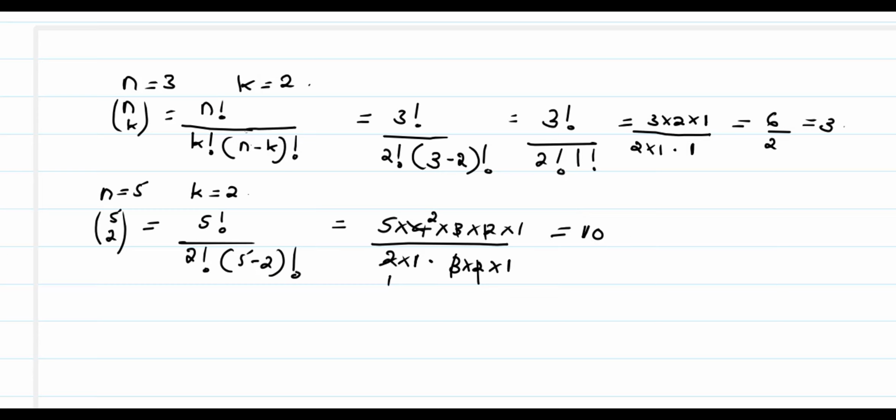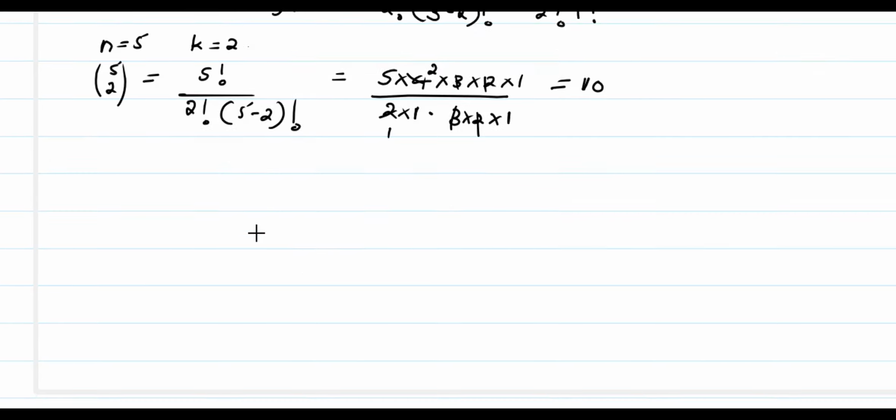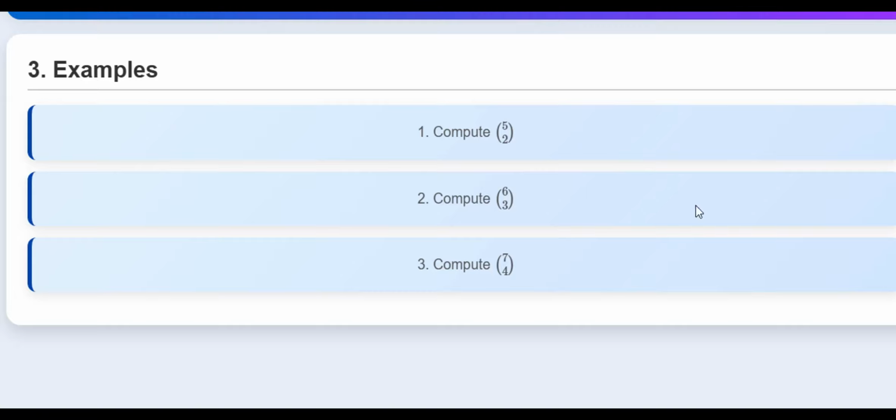Can we try another example? How many ways can we pick 3 fruits from a total of 6 fruits? So our n now becomes 6 and our k becomes 3. Right? Yes, I think that was the question. 6, 3.